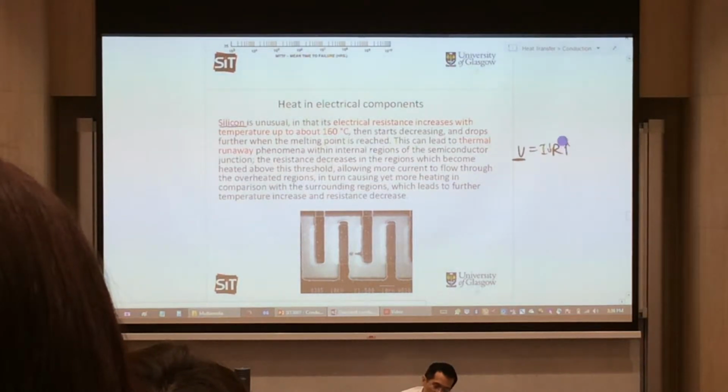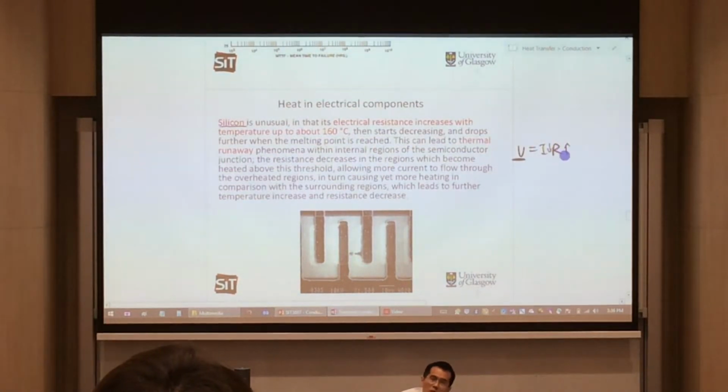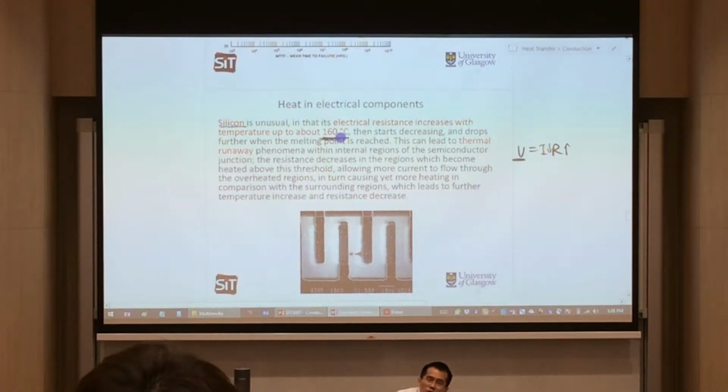So the funny thing about silicon is that under high temperature, its resistance will increase, but there's a limit to that. Until the temperature of 160 degrees Celsius, if you surpass that, what's going to happen is that its resistance is going to drop.